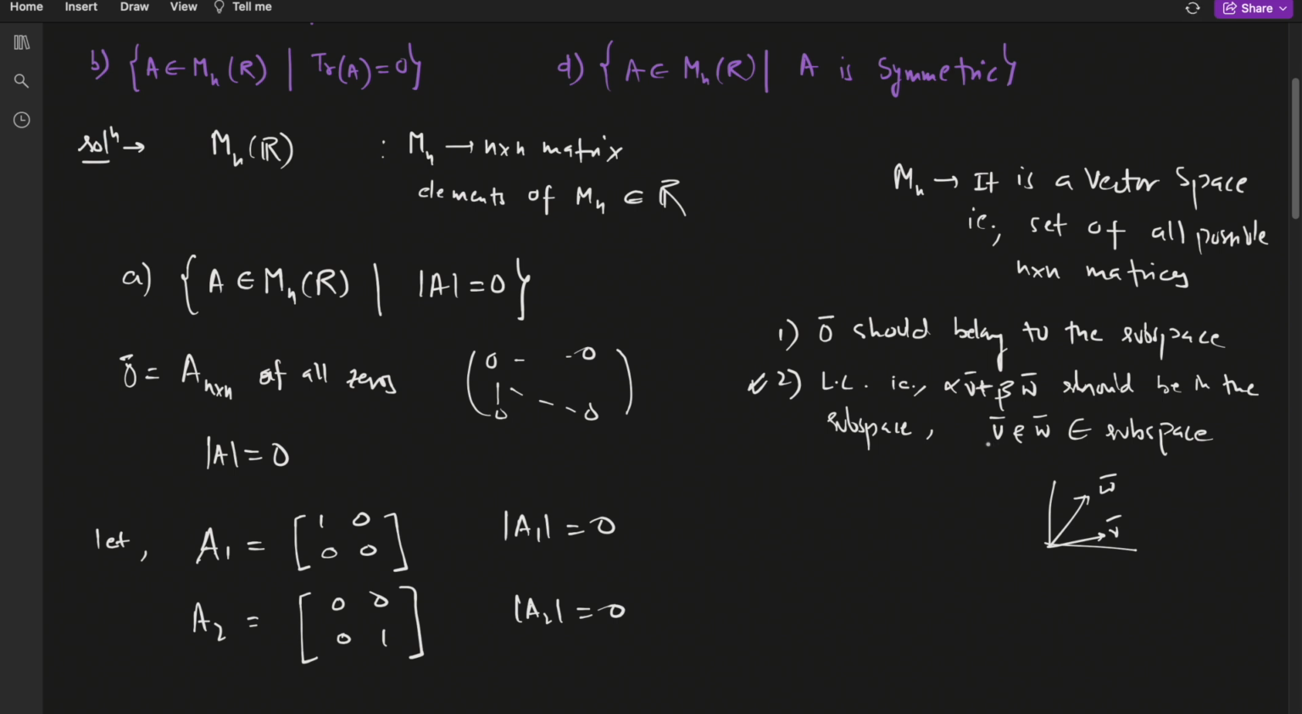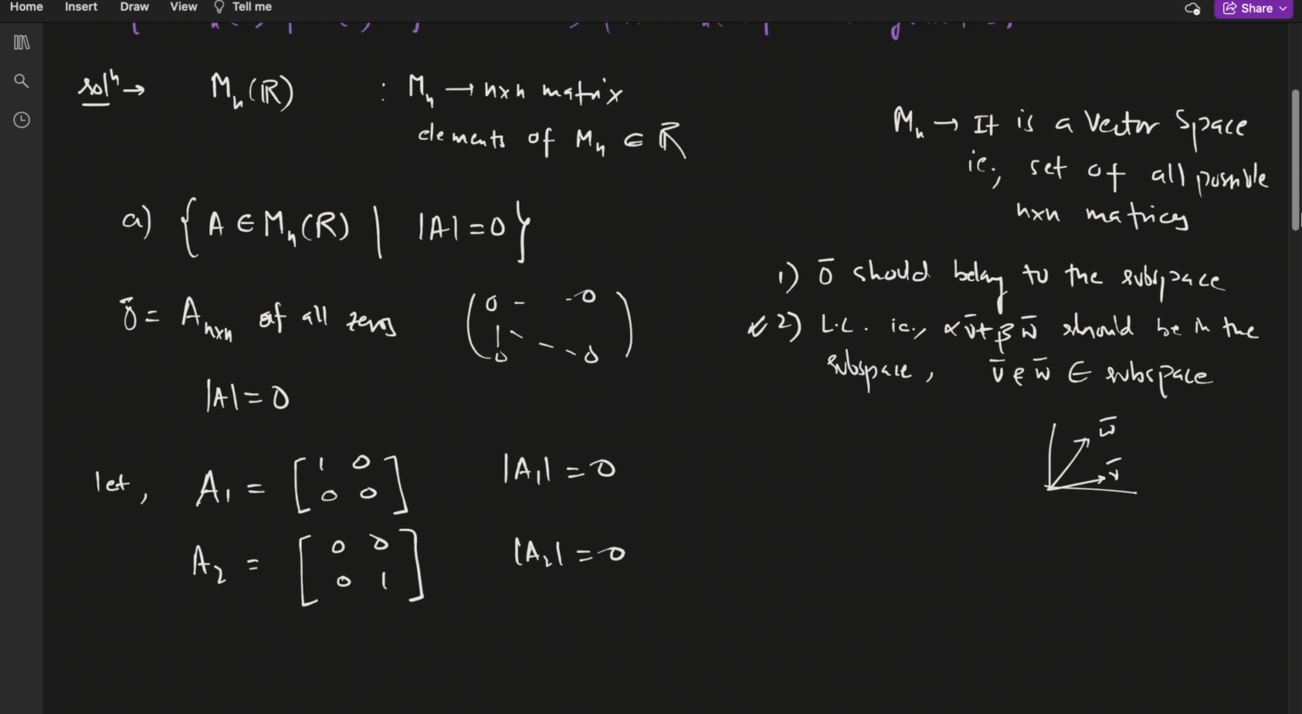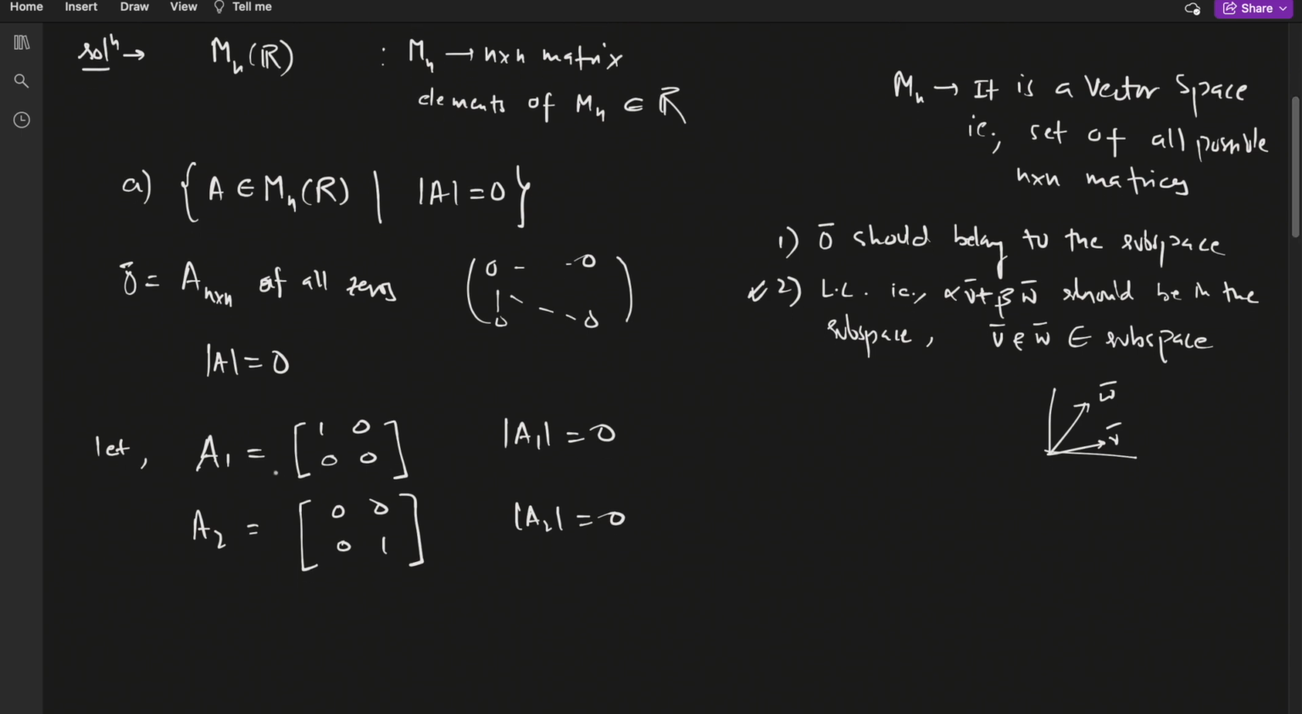If V and W themselves are not in the subspace, then you cannot say that their linear combination should be in the subspace. If V and W are in the subspace, then their linear combination should also be in the subspace. So we have seen that A1 belongs to this set, that is, the set of all matrices whose determinant is 0, and A2 also belongs to that set because its determinant is 0. But let us suppose we take a linear combination of it.